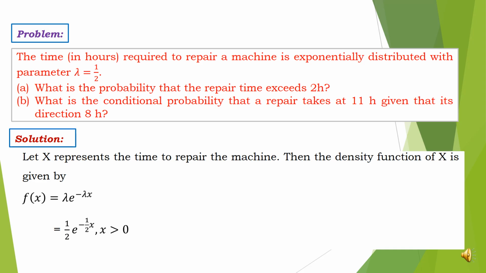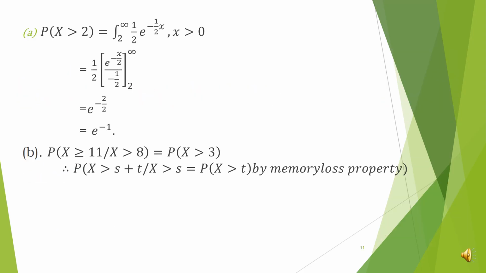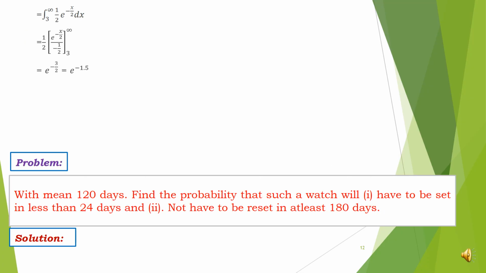The variable x represents the time to repair the machine, and the probability density function f of x is given by lambda into e power minus lambda x. We substitute the value of lambda in that equation, and we are asked to find the probability of x exceeds 2. The value is found to be e power minus 1. We are also asked to find the probability of x greater than or equal to 11, given that x exceeds 8, which equals the probability of x greater than 3. By the memoryless property, we find the value to be e power minus 1.5.